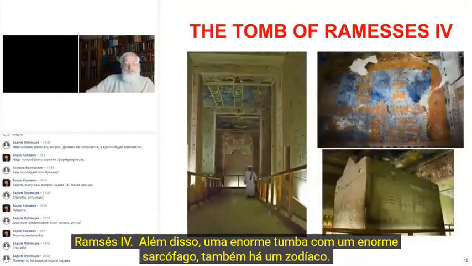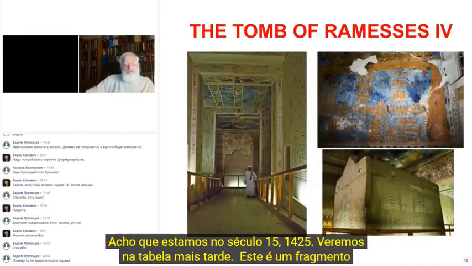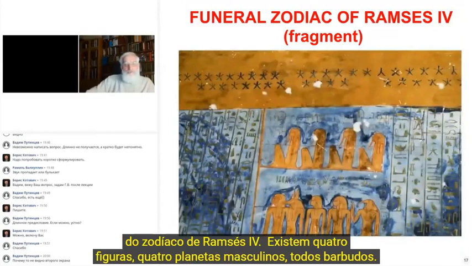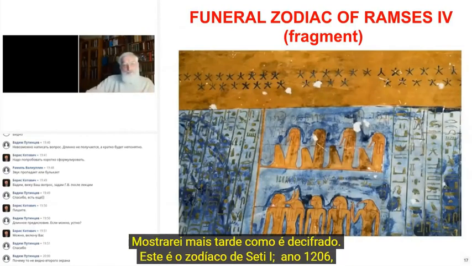Ramesses IV. Also, a huge tomb with an enormous sarcophagus. Also there is a zodiac. This is the 15th century, I think, 1425. We'll see in the table later. This is a fragment of the zodiac of Ramesses IV. There are 4 figures, 4 male planets, all bearded. I will show later how it is deciphered.